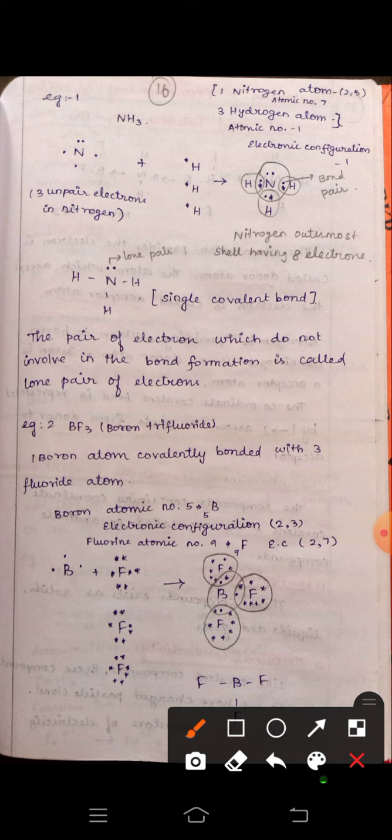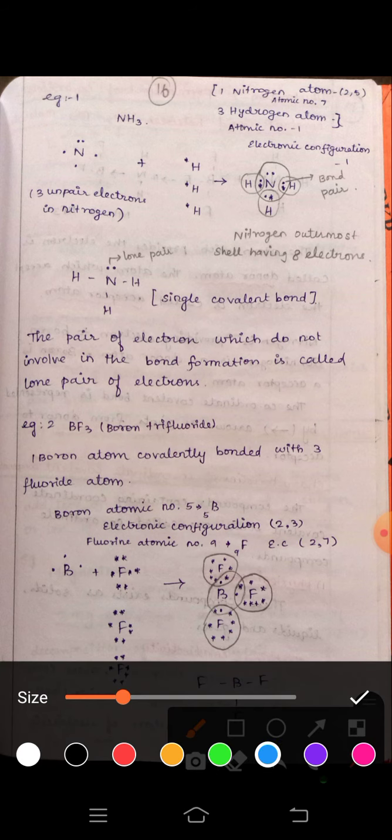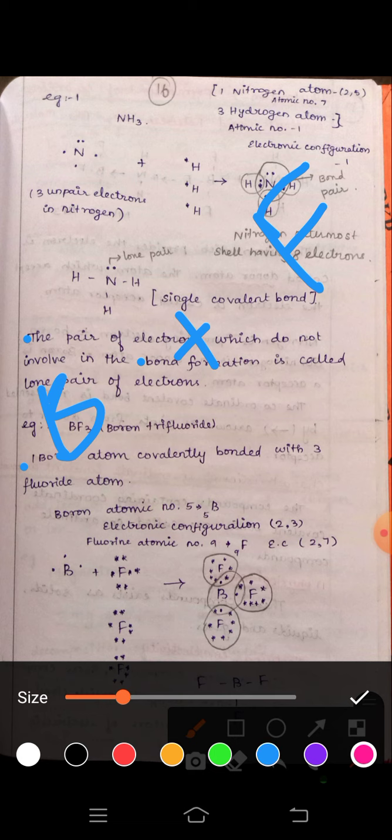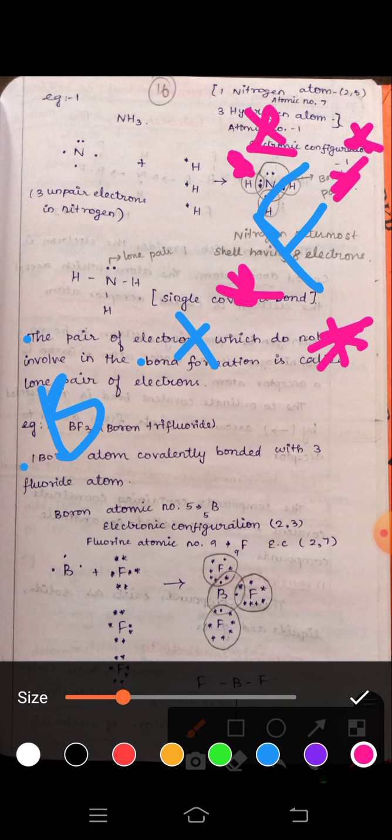Now let us represent, see here, boron electronic configuration is 3. And how many fluorine atoms are there? BF3, so totally there are 3 fluorine atoms. What is the electronic configuration of a fluorine atom? 2, 7. Its valence electron is 7. So here first 1, 2, 3, 4, 5, 6, 7.